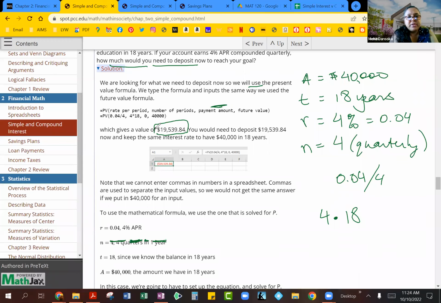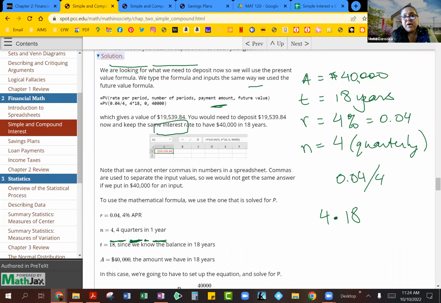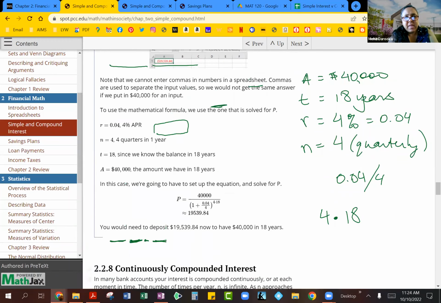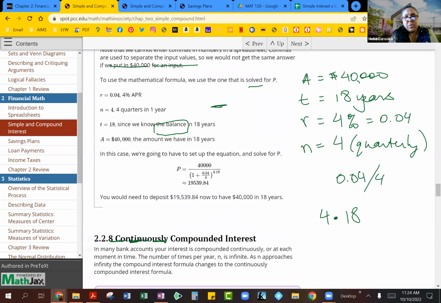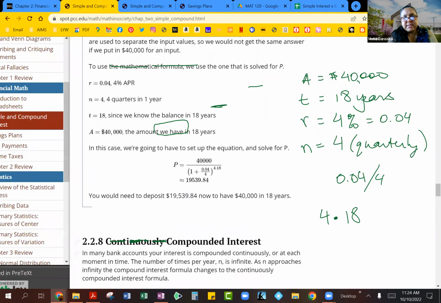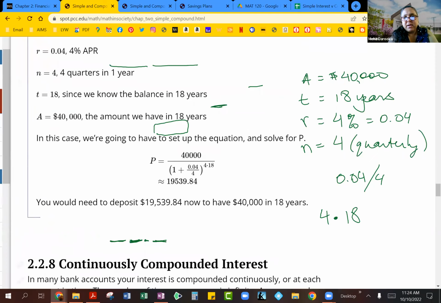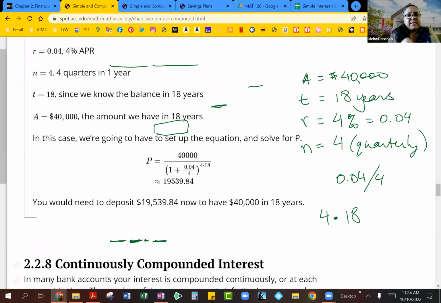$539.84. Now, if you were going to do this by using the formula, then this is what the formula would end up looking like. And let's see if we can make this slightly bigger.